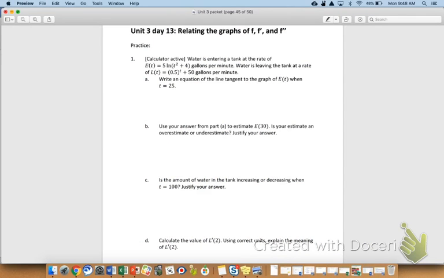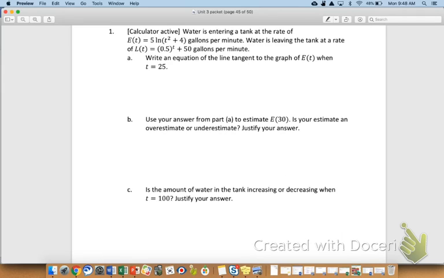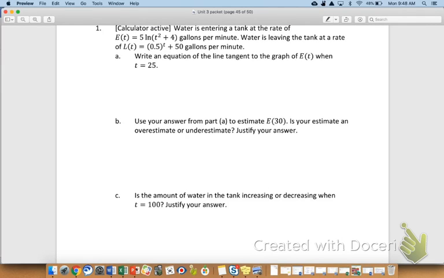Okay, so C. C says, is the amount of water in the tank increasing or decreasing when t is equal to 100? So if I'm going to use some really general words here. If I say, is something increasing, what might you try to analyze? The amount of water in the tank? No, because if I just know the amount of water, that doesn't tell me whether it's increasing or not, right? If I just said there's 500 gallons in the tank, is it increasing or decreasing? It's not really enough to go on, right?